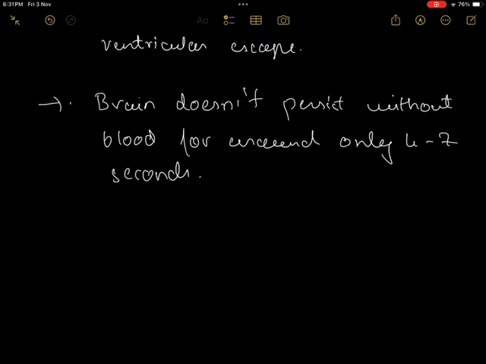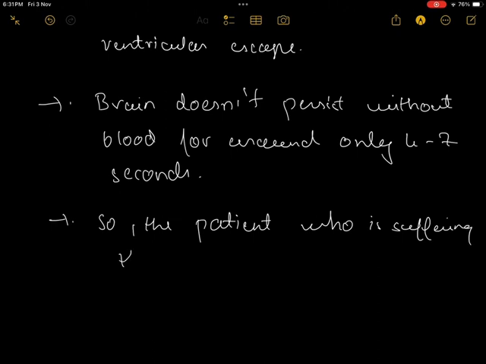So what happens if there is less supply of blood to the brain? The patient feels like fainting for some period of time. So the patient who is suffering from third degree blockage faints.